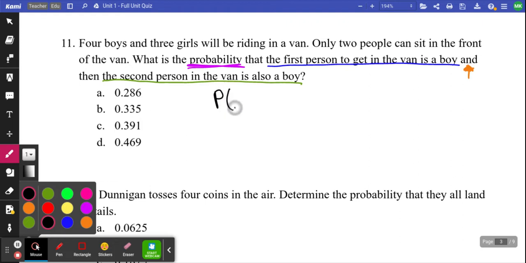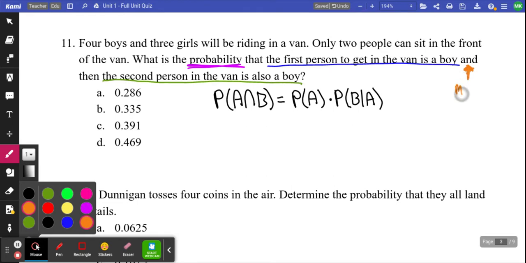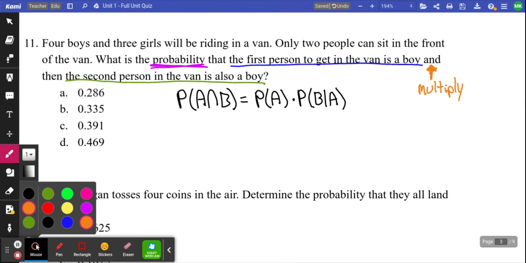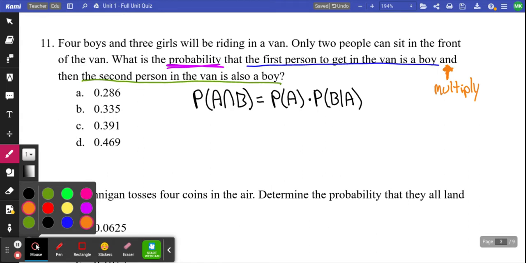We write this in our formula sheet like this. Probability of A and B. And if you look at your formula sheet, it'll tell you that the probability of A and B is equal to the probability of A times the probability of B given A happened. More likely, what I would just say is the word and tells me to multiply these 2 situations together. Multiply the first probability and multiply the second probability. And that should give you your answer.